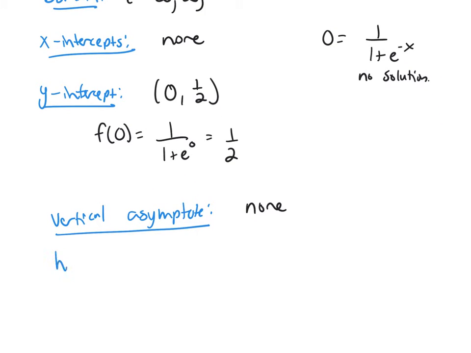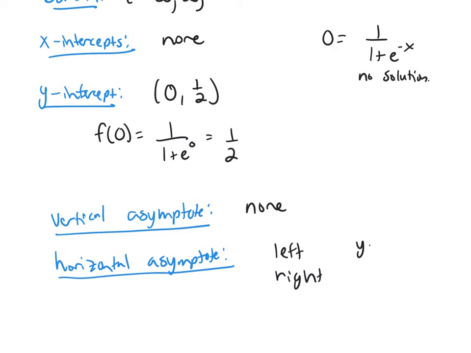But I do have horizontal asymptotes. And if you remember, this was a problem we saw earlier in the last section. So this one had different ones on the left and on the right. On the left, it was y equals 0. On the right was y equals 1.